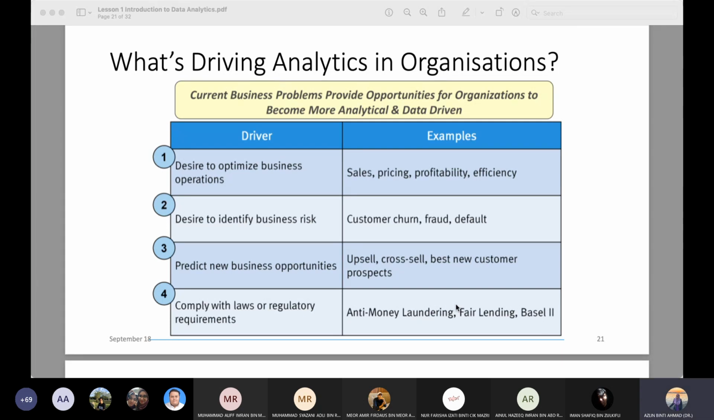Next is what's driving analytics in organizations. Why has the company or the organization started to use data analytics? Sana sini orang bercakap pasal analytics, and then companies start to employ new employees with data analytics skills. Why? The first one is to optimize their business operations.